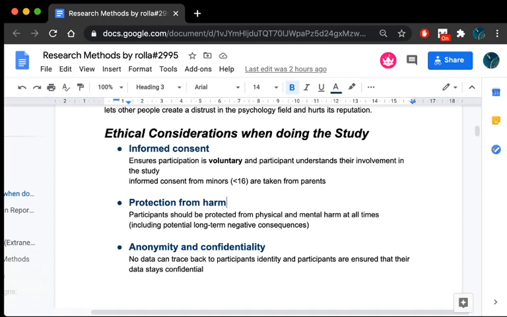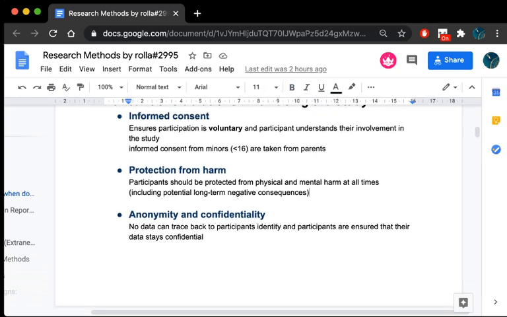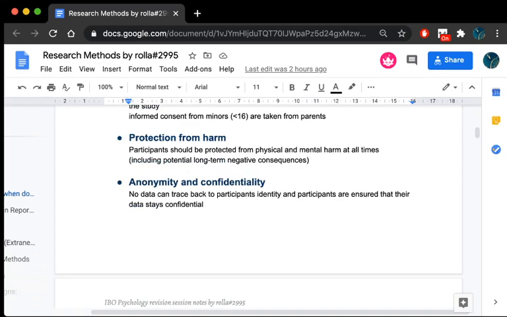Protection from harm is that basically participants should be protected from physical or mental harm. And this also includes potential long-term negative consequences. So if you think a study might cause anxiety or distress, let's just say you want to do a study similar to the Bobo doll experiment where you expose children to aggressive behavior, we don't know if that kid would be negatively affected if they witnessed those kinds of behaviors. So you have to consider that and protect them from harm, just in case that happens.